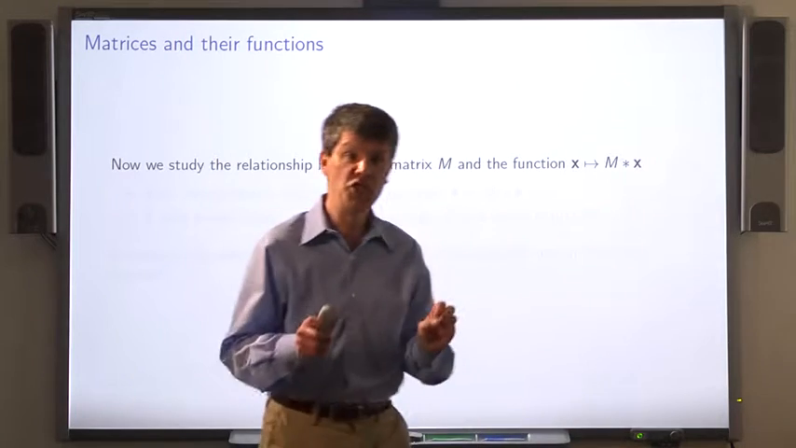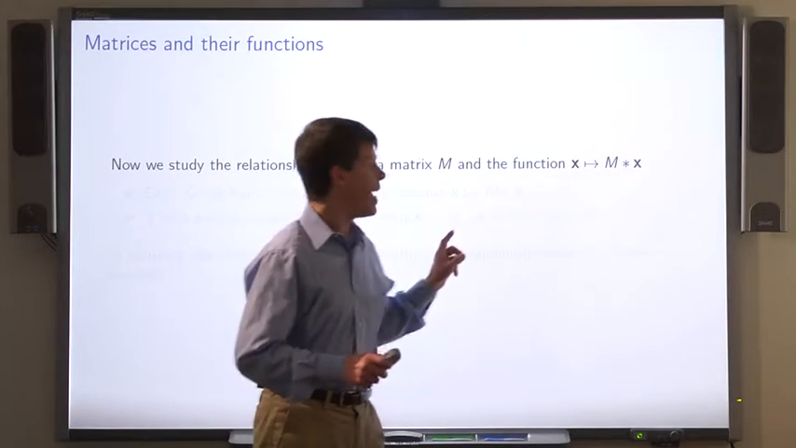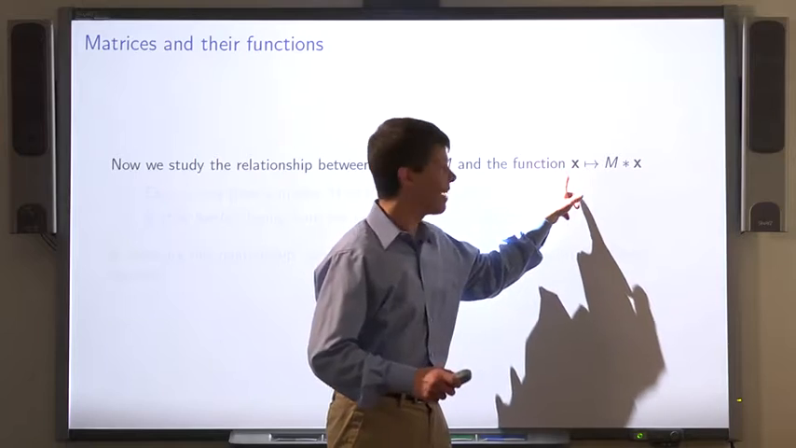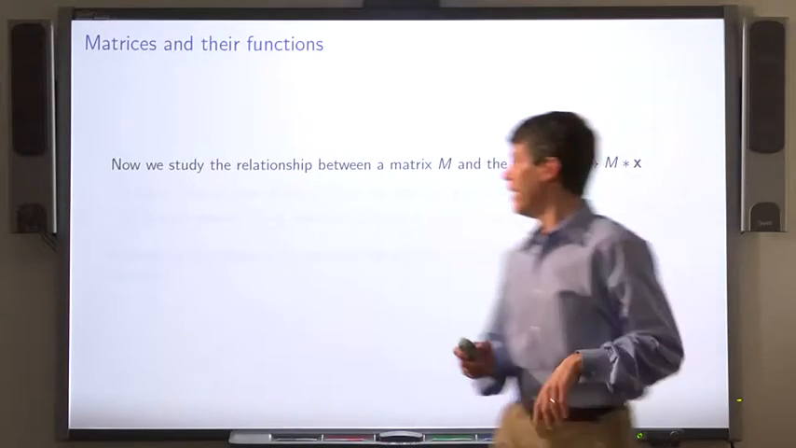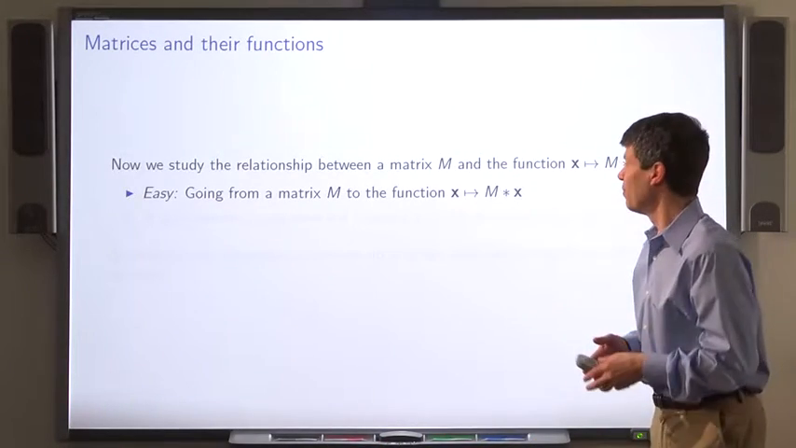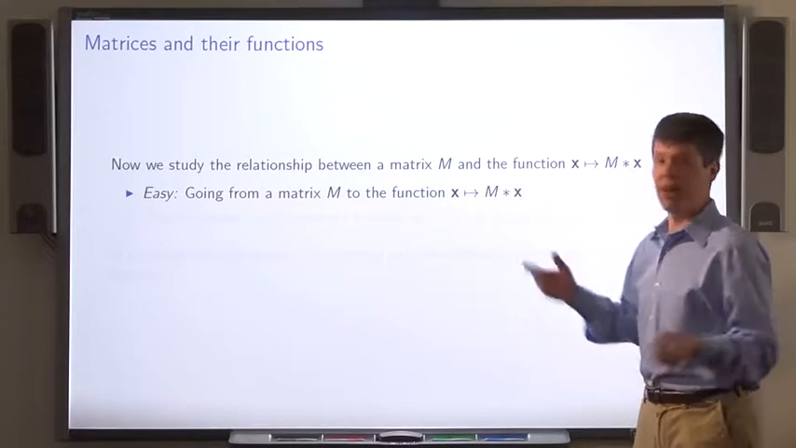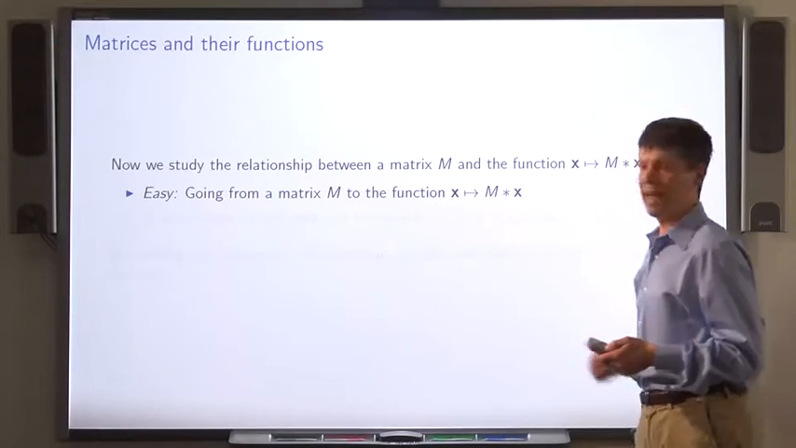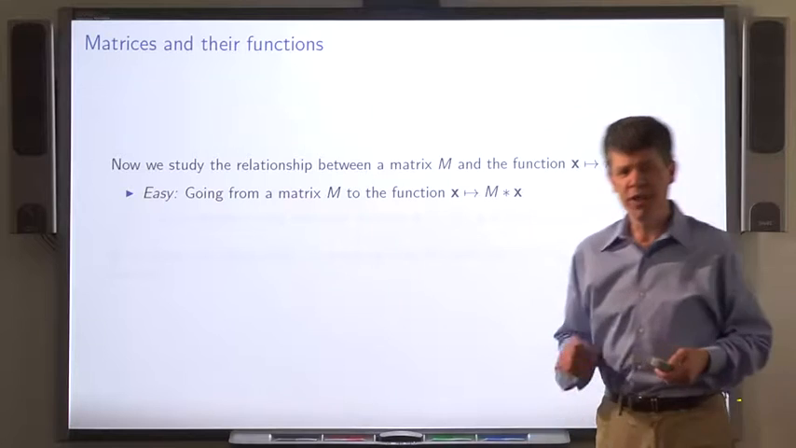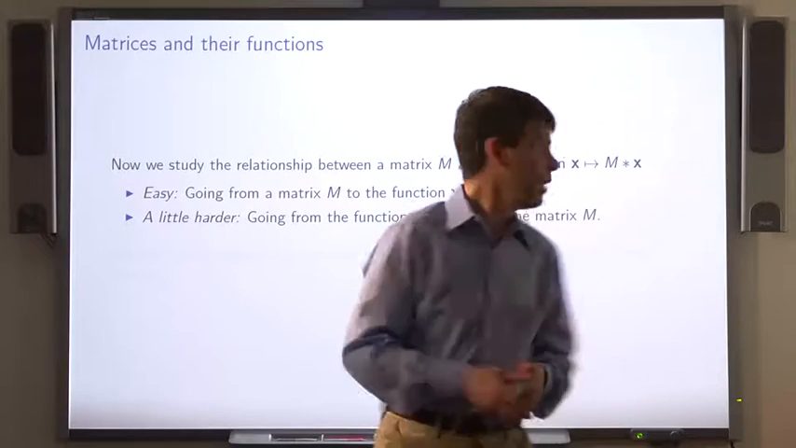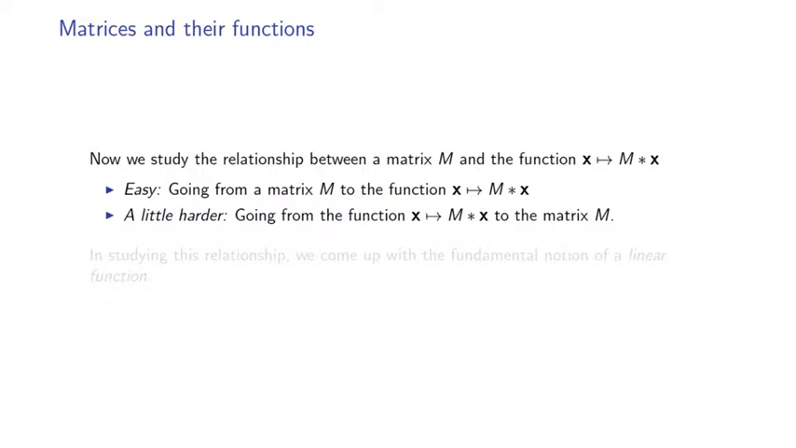Now we're going to study the relationship between a matrix M and the function that maps a vector x to M times x. In one direction, it's pretty easy. Given a matrix M, we can define the function that maps x to M times x. The more interesting thing is going the other way. Given a function, can we find the matrix M such that that function maps x to M times x? In studying this relationship, we come up with this fundamental idea of linear functions.